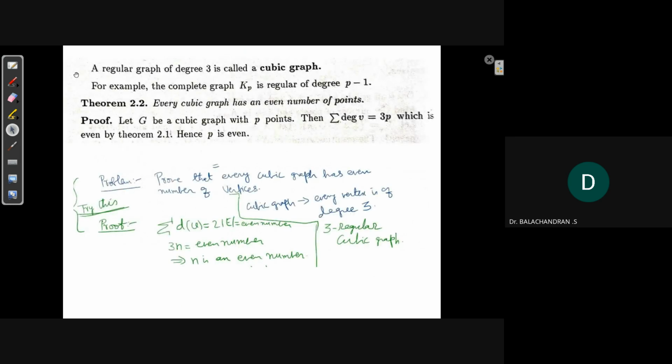Next, a regular graph of degree 3 is called a cubic graph. Maybe in the previous class we discussed cubic graphs and I gave an example. K4, the complete graph on 4 vertices, is an example of a cubic graph. A cubic graph means a regular graph where all the vertices have degree 3. The problem here is to prove that every cubic graph has an even number of vertices.